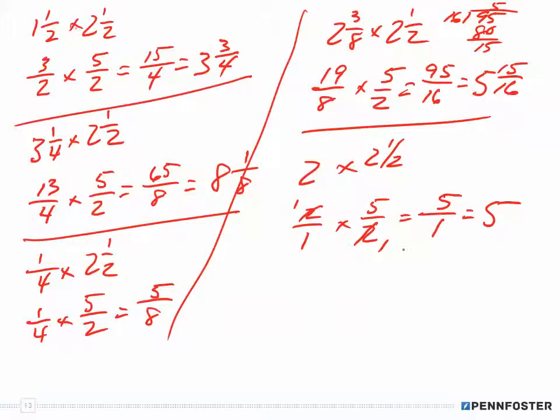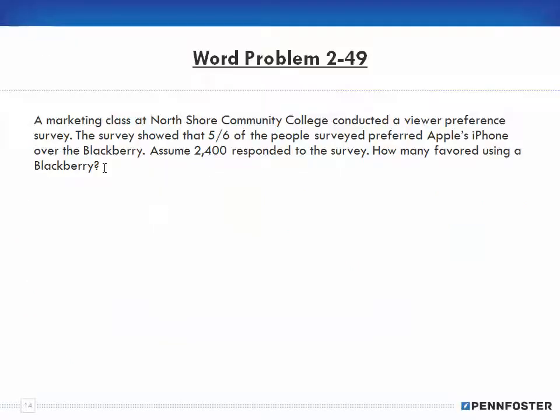Basically, you know how to do one, you knew how to do all of the rest of them. Notice I just kept on using the 5/2 because I converted it the first time around. Okay? Next problem, 2-49.